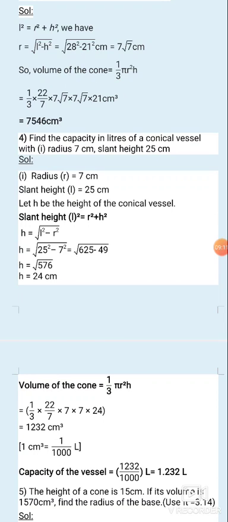Now the capacity we need to find out. So change that into liter or kiloliter. So when you change centimeter cube into liter, liter is the larger unit. So divide it using 1000. So at last what do we get? 1.232 liter.